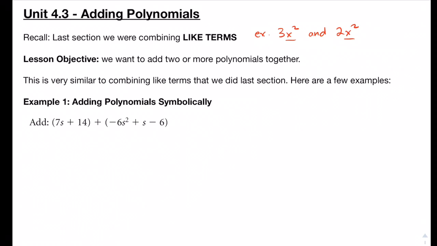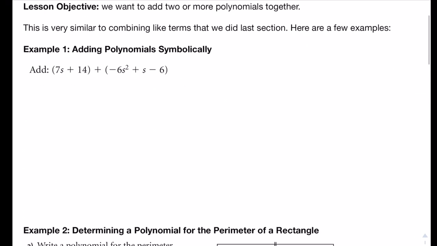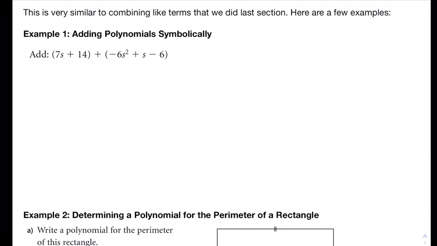So we're going to use these ideas of like terms and learn how to add polynomials. It's very similar to what we did yesterday when we were simplifying polynomials by combining like terms together. So our first example here is we want to add 7s plus 14 plus negative 6s squared plus s minus 6. So when we're adding, all we really need to do is we drop the brackets. So we write the polynomial again, but we drop the brackets. So this is what we do.